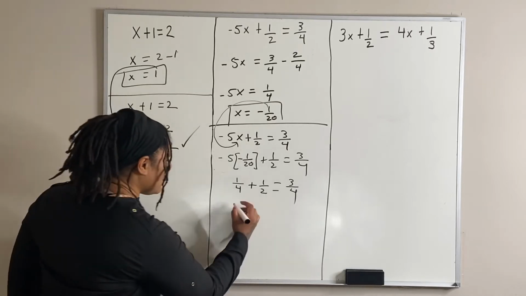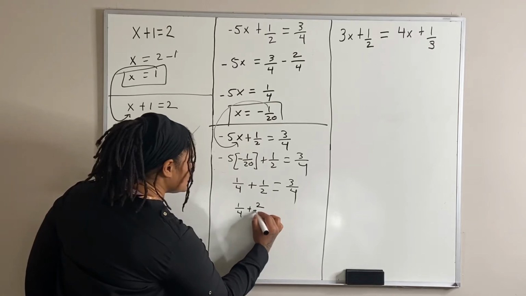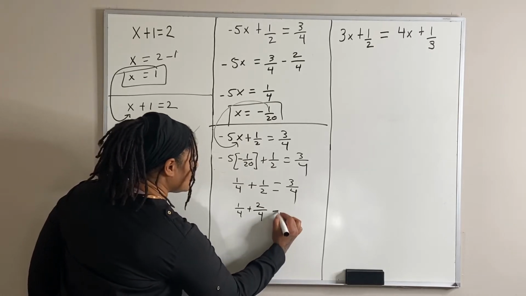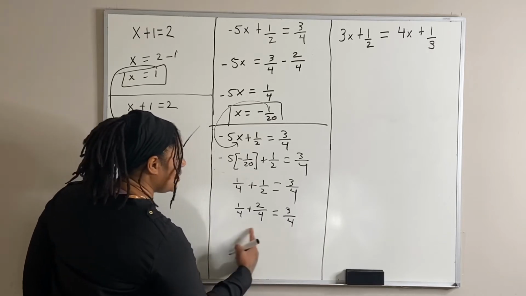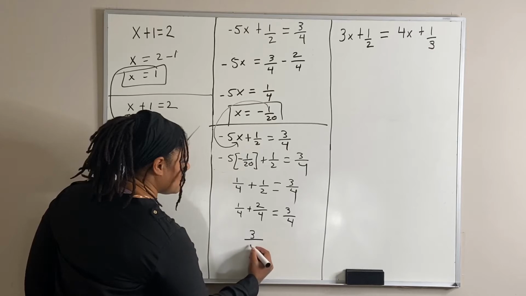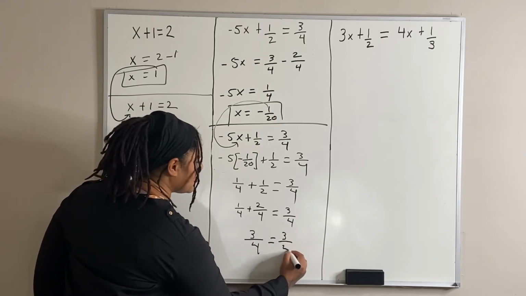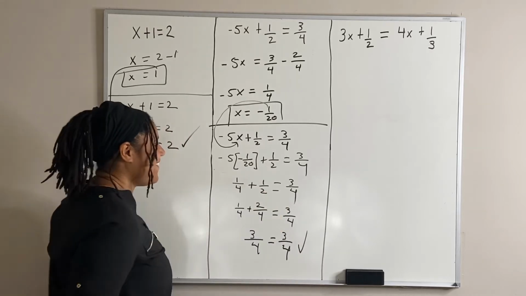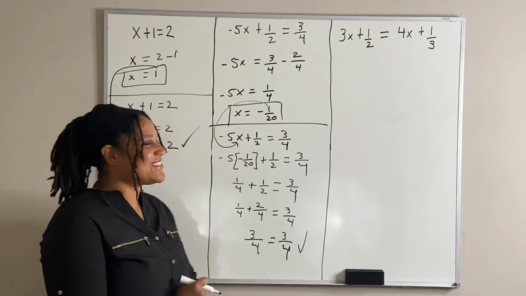So here we are. I'm just going to go ahead and give it a common denominator. All we are doing is manipulating the left side of the equation. So 3/4 is in fact equal to 3/4. Check. So yes, we know that we have solved for X correctly.